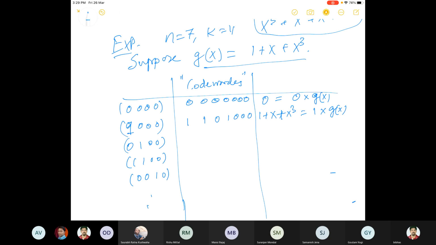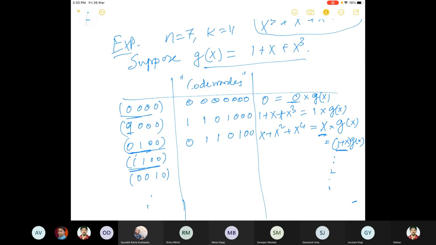We can have x times g(x), which is x plus x square plus x to the power 4. So what will be the corresponding code word here? 0 1 1 0 1 0 0. We can have x squared times g(x), or maybe 1 plus x times g(x), and keep on doing this. So this is x because of this, 1 plus x because of this, and so on.